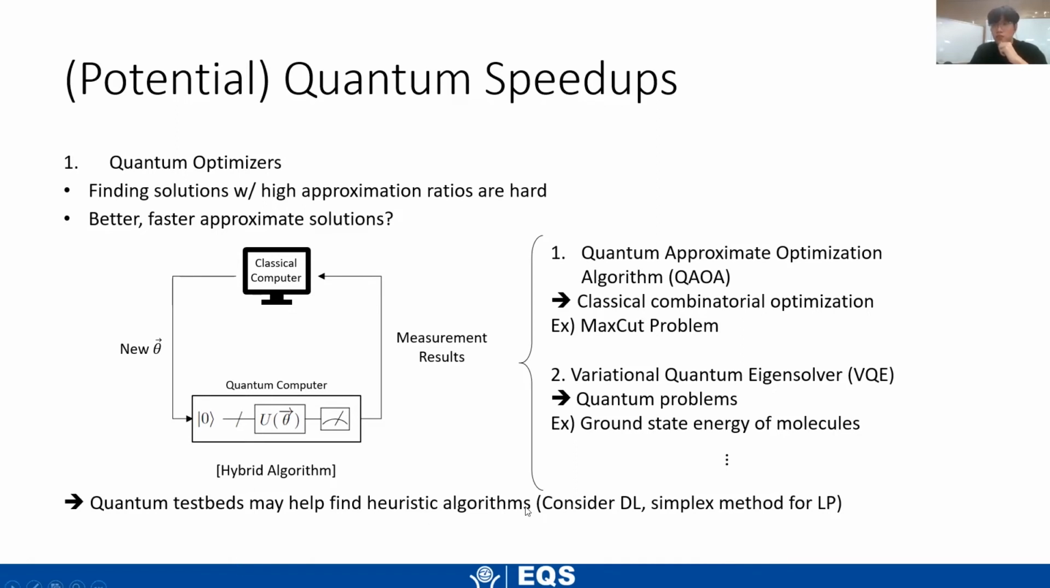For example, since we had GPUs, we could try out deep learning, and now we're beginning to understand how deep learning works. And for linear programming, before we knew why the simplex method was good, we just found out the simplex method. And so likewise, for these types of combinatorial problems or quantum problems, we may be able to use the hardware first to find some good heuristic algorithms and then understand why they work later on.